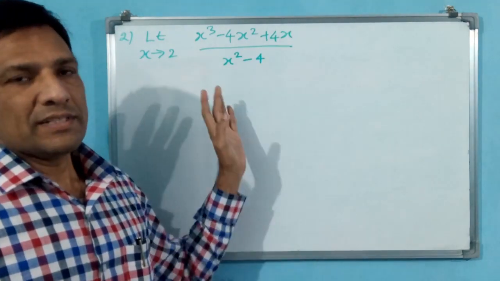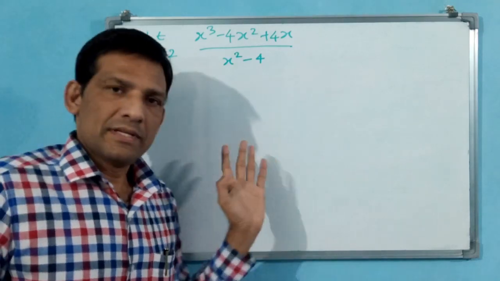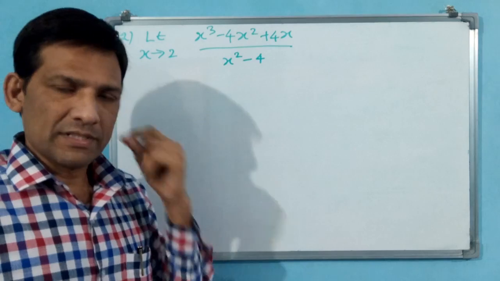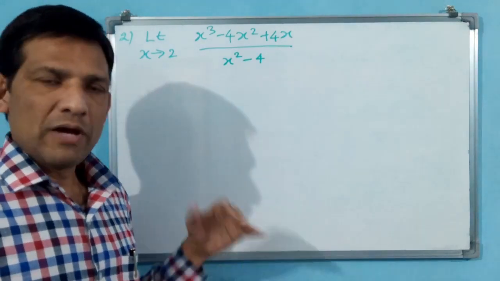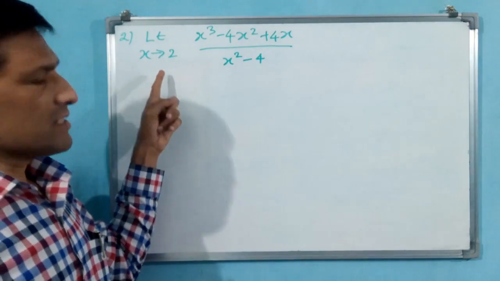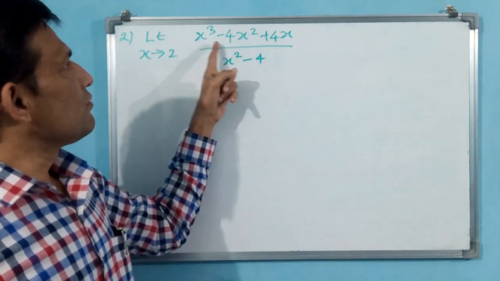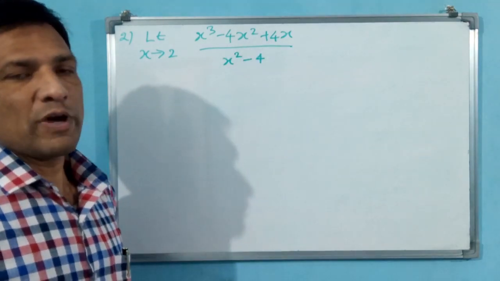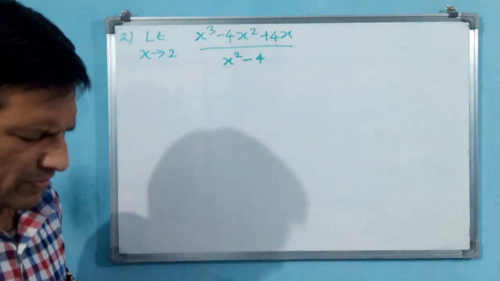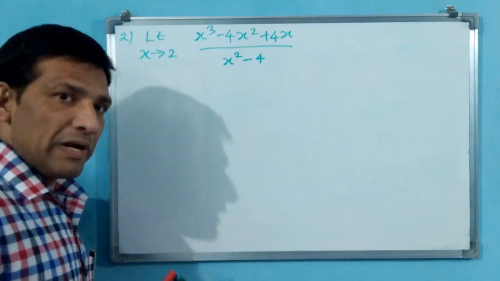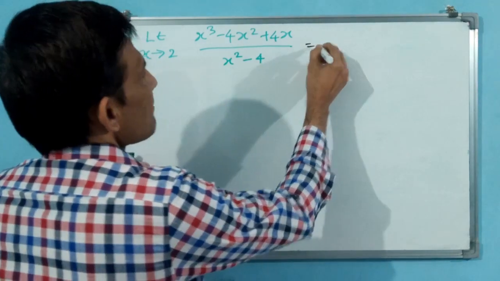See the second example. This example is going to come 0 by 0. Then we will see how to solve this. Slowly we are going to understand the concepts of limits. See, limit as x tends to 2 of 2x cube minus 4x square plus 4x divided by x square minus 4. As usual, like a function, we will apply. Let us see what will happen.